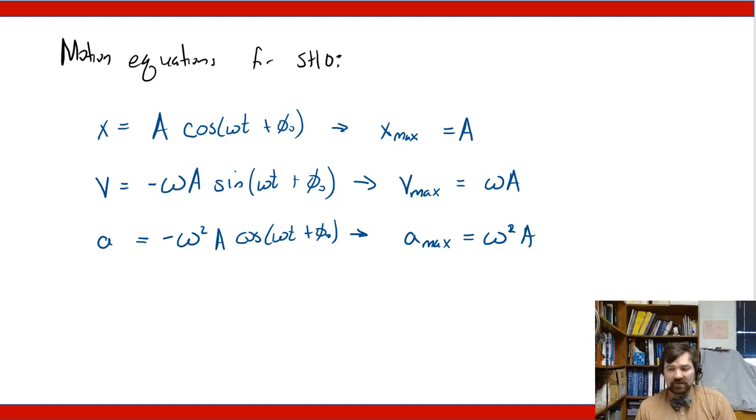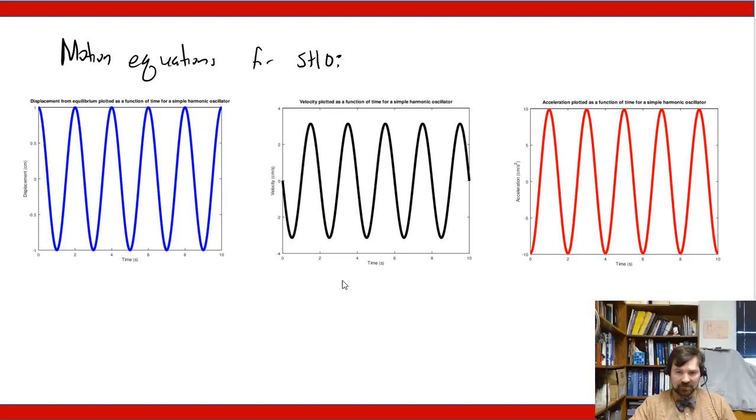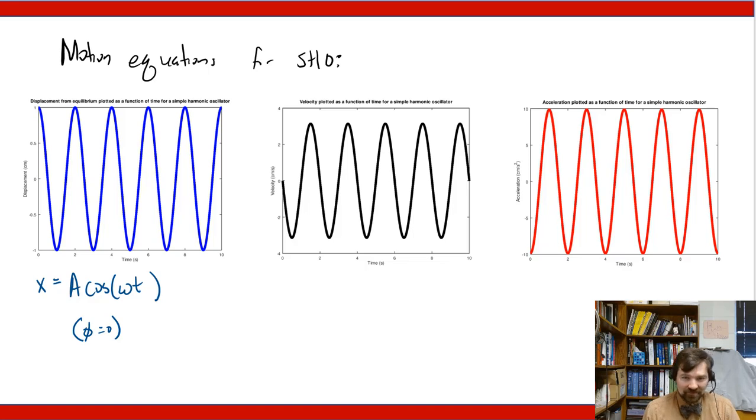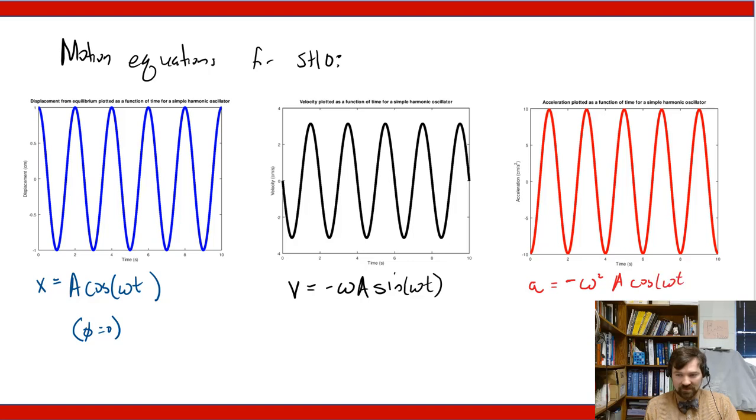All right. Now this video has ended up being slightly longer than what I had originally wanted, but to sort of conclude, I wanted to give you what the plots looked like. All right, so I've plotted all three now. The position, or displacement if you prefer. So this is x equals A cosine omega t, and I've chosen phi naught to be 0 in each case. So phi naught equals 0. I have my velocity, v is negative omega A sine omega t, and I have my acceleration, a is equal to negative omega squared big A cosine omega t.